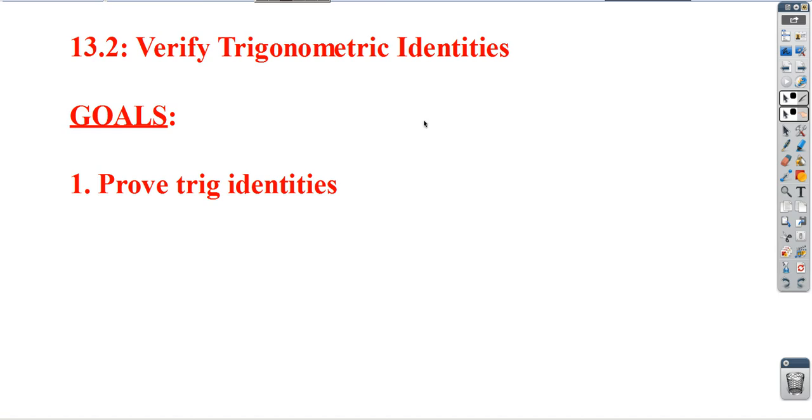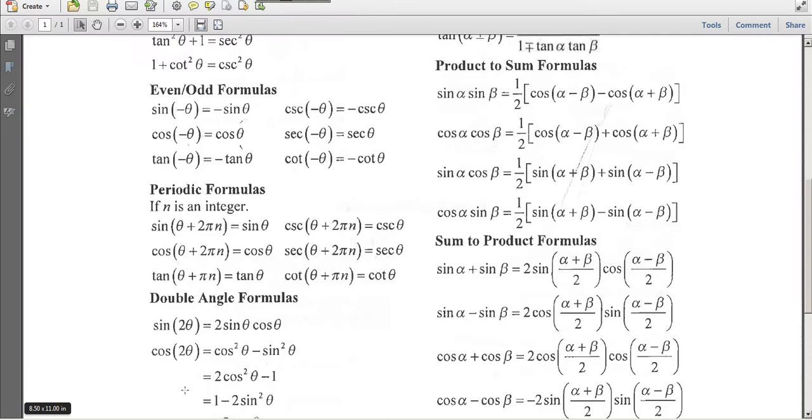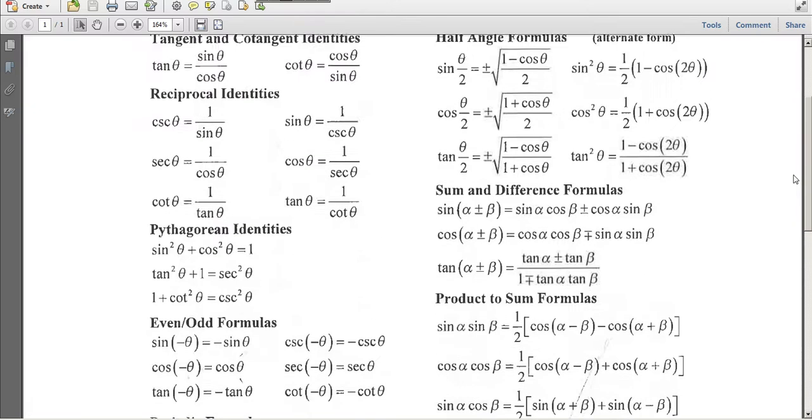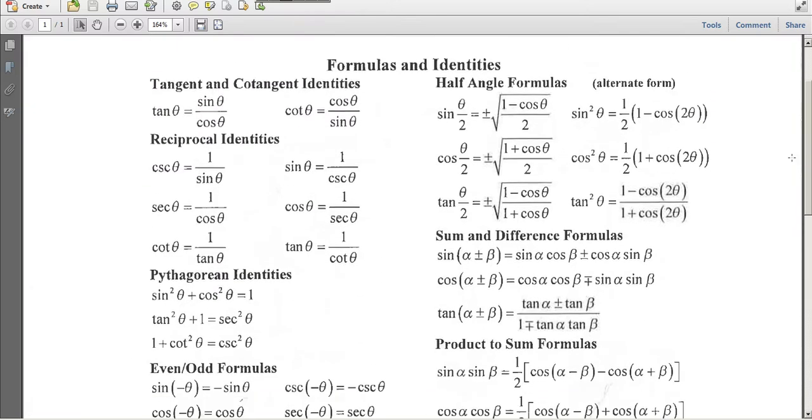Alright, so section 13.2 is actually kind of an extension of 13.1. It's on verifying or proving. Verifying is another name for proving trig identities. And remember, we have kind of two things to help us here. We can use this sheet that has all the different identities on it. And the most important ones are probably the Pythagorean identities. Those are the ones we use the most.